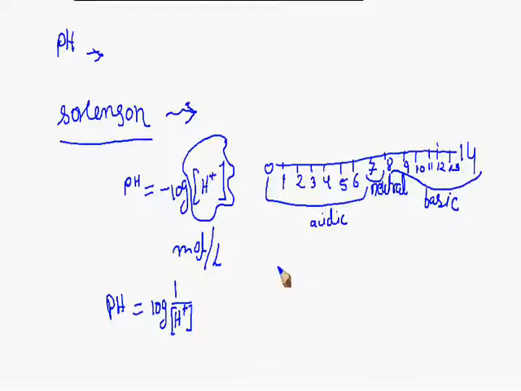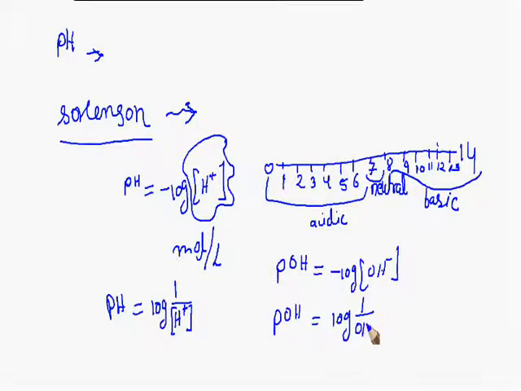Like pH, we will discuss pOH. pOH equals minus log [OH-], and the next form is pOH equals log 1 upon [OH-]. Here the concentration of OH- is taken again in moles per liter.